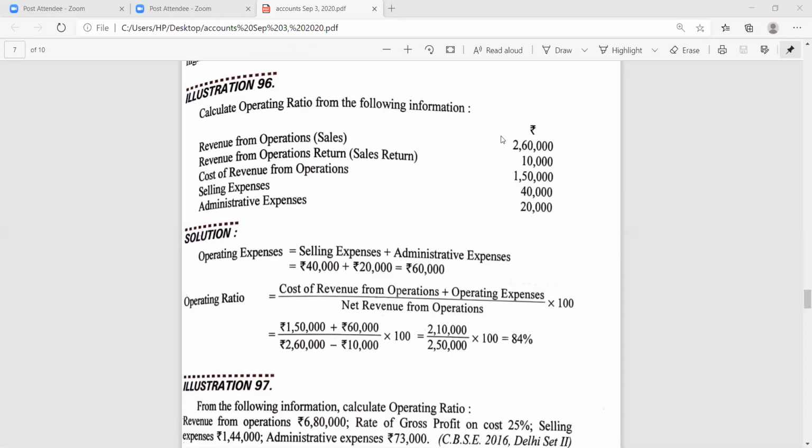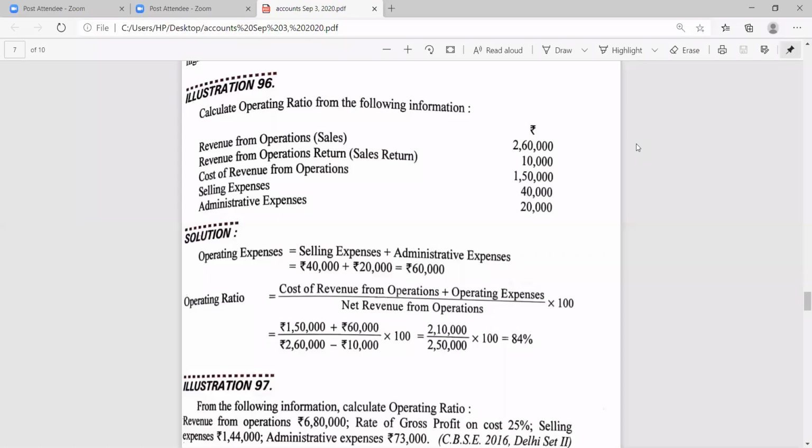Revenue from operation, sales, are given to us. Revenue from operations return is also given to us, that is our sales return. Cost of revenue from operation is 1,50,000, and selling expense is also given, that is 40,000. Administrative expense is 20,000 given over here. What to do? Operating expense, we know very well. All the selling and administration expense out of these are known as the operating expense. Cost of revenue from operation, since it is given directly in the question, we add both and divide by the net revenue from operation, that is sales minus sales return, multiplied by 100, and finally you will get your operating ratio, that is 84. In this way, you have to calculate the operating profit ratio. Let's go ahead.